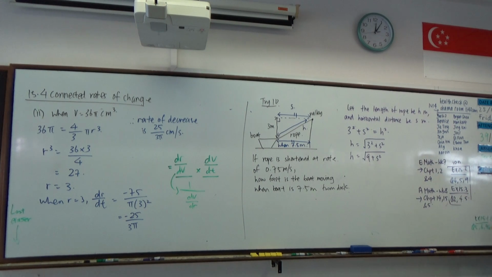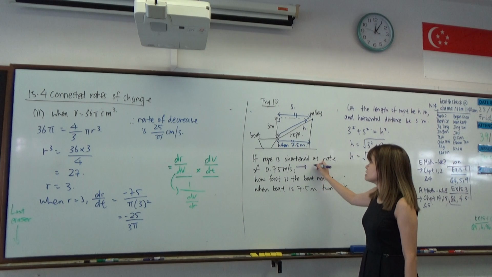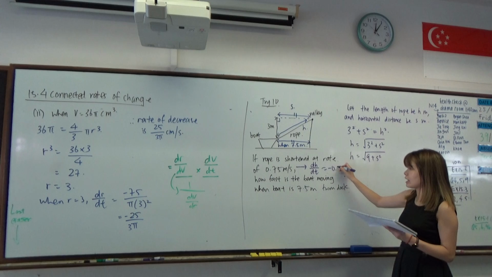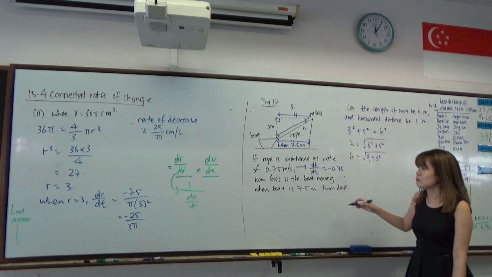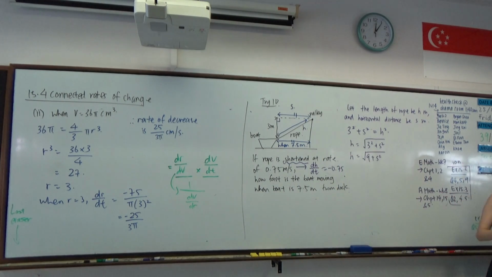Looking at the question again, the rope is being shortened at a rate of this. So this tells us that dH over dt, it is being shortened, so that will be negative 0.75, because it is being reduced. Intuitively, we tend to see lengthening as positive and shortening as negative.